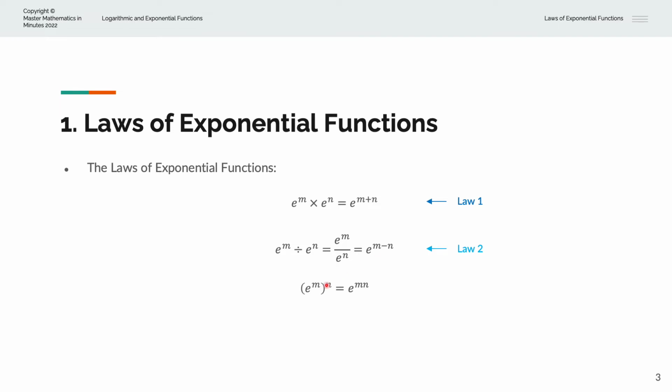And e to the power of m, brackets, to the power of n, according to the third law, is where we multiply the power to get e to the power of m times n. And e to the power of 1 over n can be rewritten as the nth root of e, according to the fourth law. And e to the power of m divided by n can be rewritten as the nth root of e to the power of m as the fifth law.